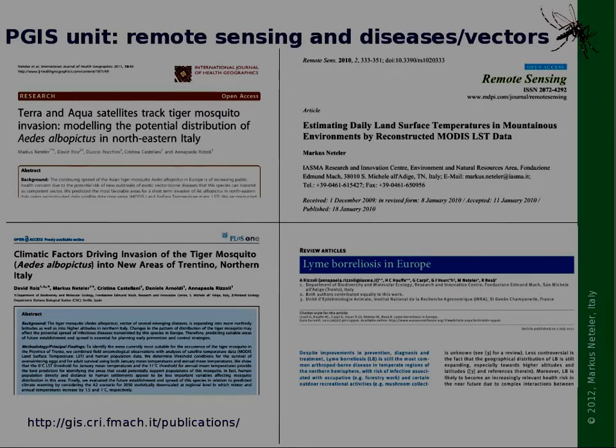The GIS and remote sensing unit is working on new methods in remote sensing and vector-borne disease modeling. Here is an overview of recent publications related to Aedes albopictus: 2 publications, one dedicated to the reconstruction of MODIS land surface temperature data, and a third one about the Lyme borreliosis situation in Europe. This has been an illustration of the application of reconstructed US satellite data, but there are further public geodata available.